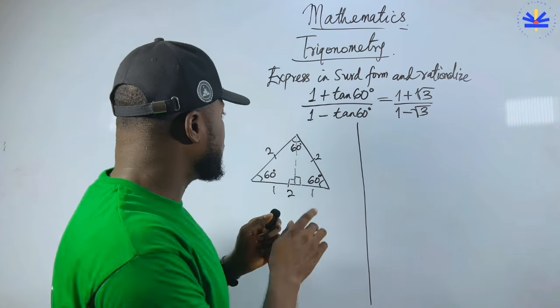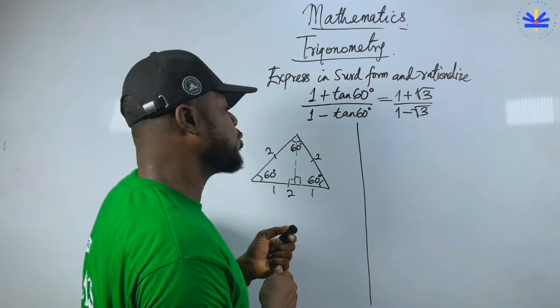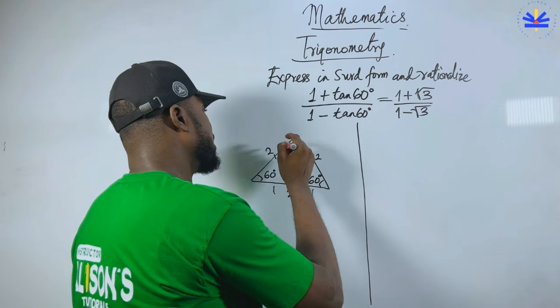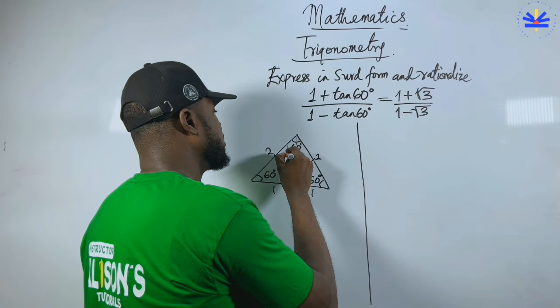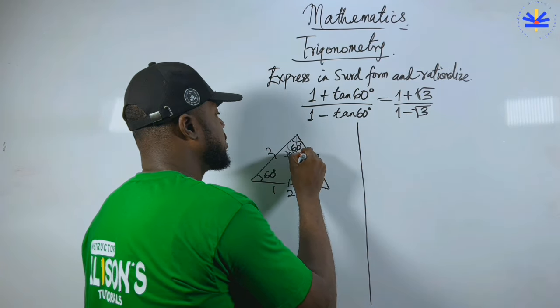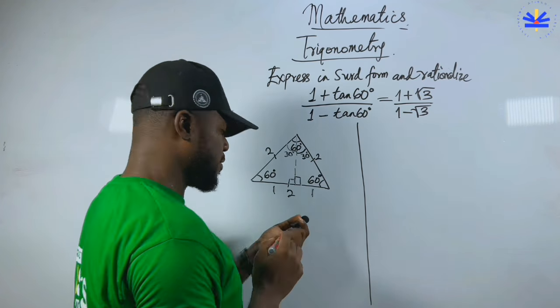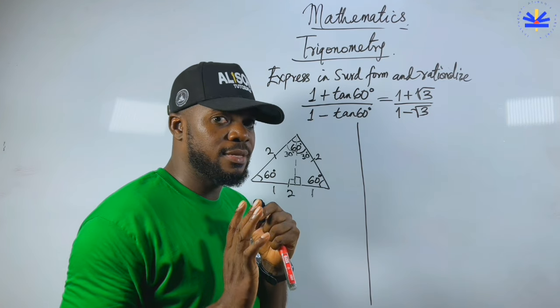Now, this place we divide into 2. It is not going to be 60 again. It means that this part will give you 30 degrees. This side will give you 30 degrees, because 30 plus 30 will give you 60. You learn something, right?